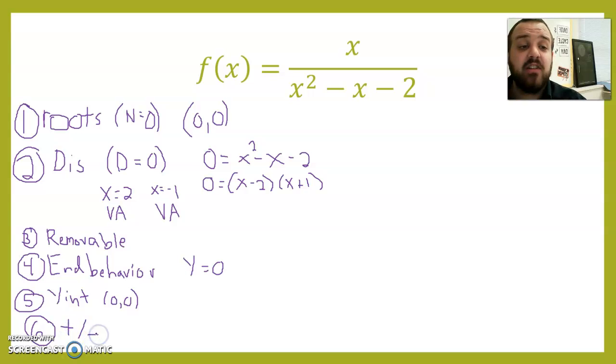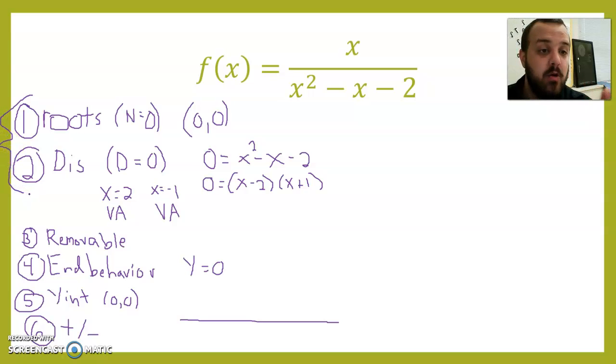A plus-minus chart is what's going to tell us where our function is in different positions. Is it going to be positive or negative? Okay? Here's how this works. We're going to draw a line, and we're going to put on this number line any important points. The important points I'm looking for are from number 1 and number 2. Any discontinuity and any root is going to go on this line.